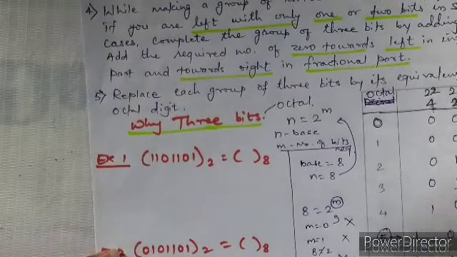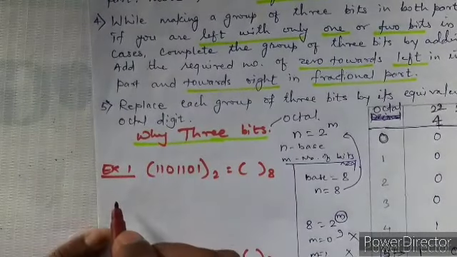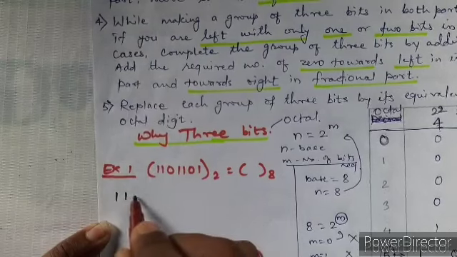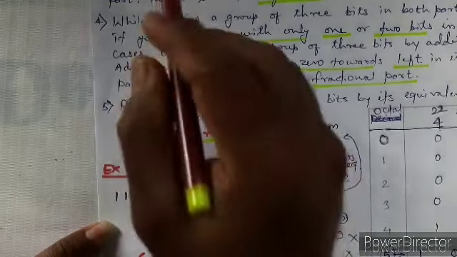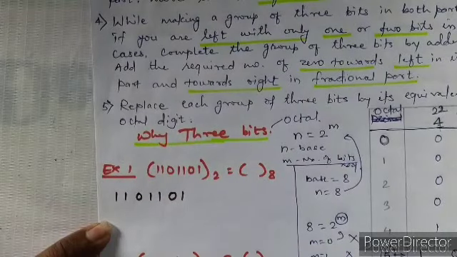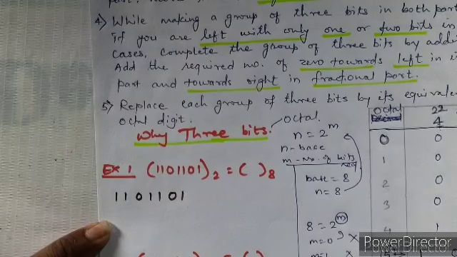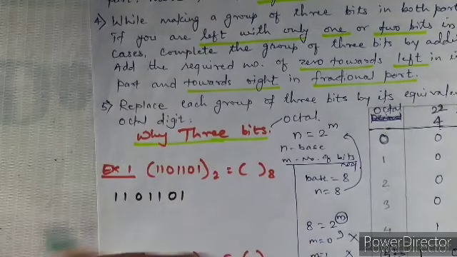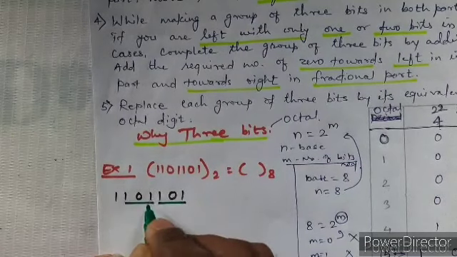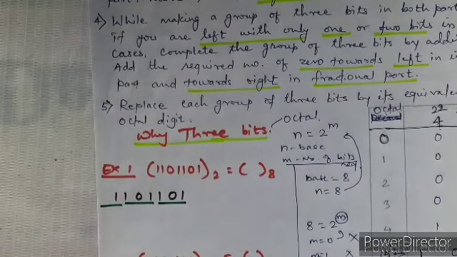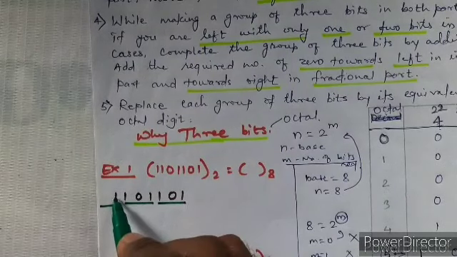Okay, now looking at the example, I have 1 1 0 1 1 0 1. And what this says is, make groups of 3 bits. Now this is only the integer part, so we need to move from the binary point to the left side. So this is one group, this is another group, and this is another group. So 3 groups are formed here, but you see here we have only this 1 bit.